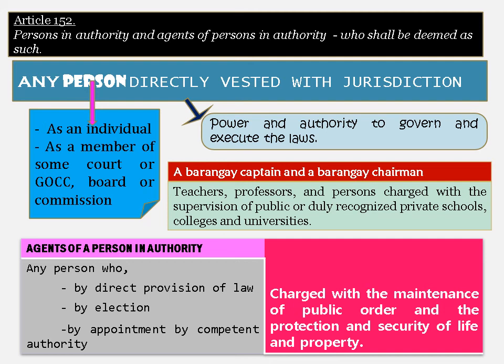We'll go now to agents of a person in authority. So, sino naman yung kinoconsider as agents of a person in authority? According to Article 152, is any person who by direct provision of the law or by election or by appointment by competent authority. Diba familiar yan? Kakabasa pa lang natin yan. Kakasabi pa lang natin na yung authority ng public officer to perform public functions or public duties is because of these three: election, direct provision of the law, or by appointment. Pero dito sa agents of a person in authority, very specific ang kanyang responsibility, and that person to be considered as an agent of a person in authority is charged with the maintenance of the public order and the protection and security of life and property. So please take note of Article 152, persons in authority and agents of persons in authority.